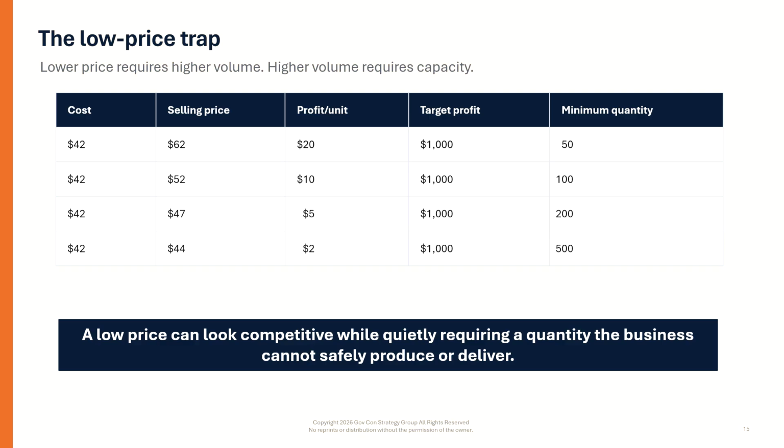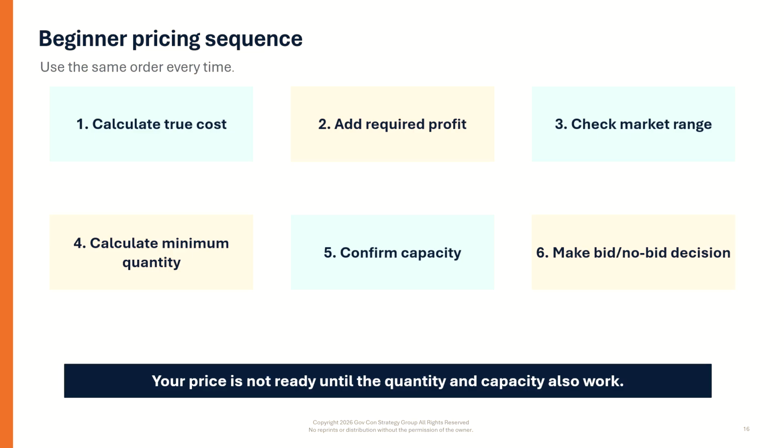A low price can quietly create a serious performance problem. You may win the contract, but the order quantity may be too large for your current staffing, equipment, inventory, cash flow, or delivery systems. That is why the minimum order calculation matters. It helps you answer a practical question before you bid. Can we sell enough units at this price to make the profit we need, and do we have the capacity to perform at that volume? If the answer is no, the price is not truly competitive. It is risky.